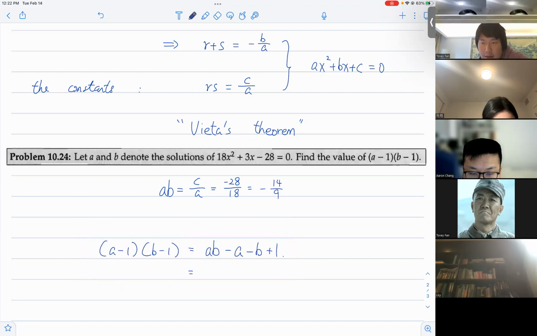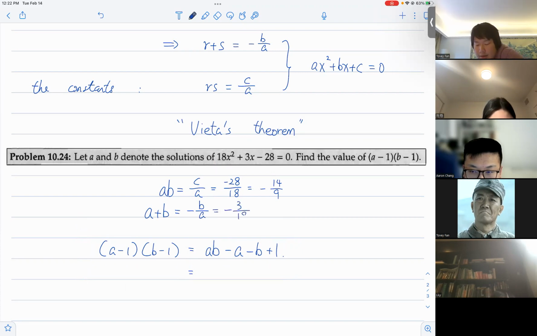Okay, makes sense? And then we apply the other part of the Vieta's theorem, that's A plus B, the sum of roots. And the sum of roots in this case is negative B over A. Again, you plug in the numbers, okay? So negative, B is 3, and A is 18, right? And canceling out, we have negative 1 over 6. Okay, does that make sense to you guys?